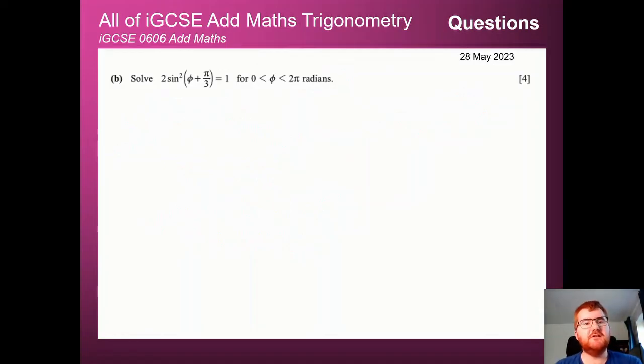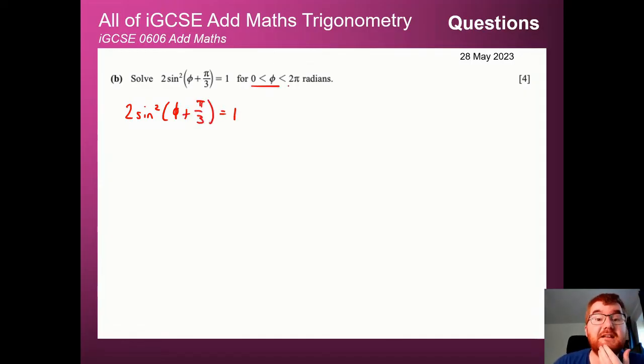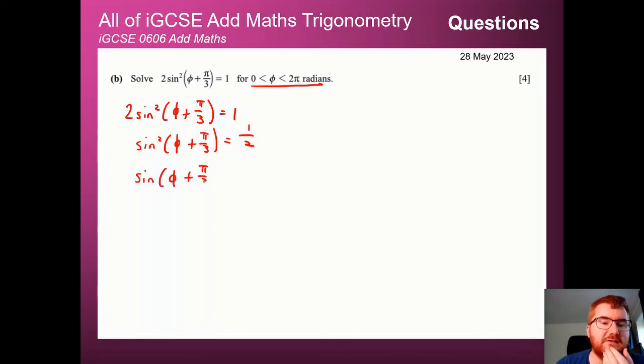And the last part of the question, so now we need to solve this equation. Again, we approach it in the same way, get sine on its own. So we've got 2 sine squared of phi plus pi over 3 is equal to 1. Radians this time, keep track of these things. So we divide by 2 on both sides. That gives us sine squared equal to a half. Then we square root both sides. We have to be careful with square rooting because you get two answers. We're going to get the square root of this, so 1 over root 2 with the plus minus.